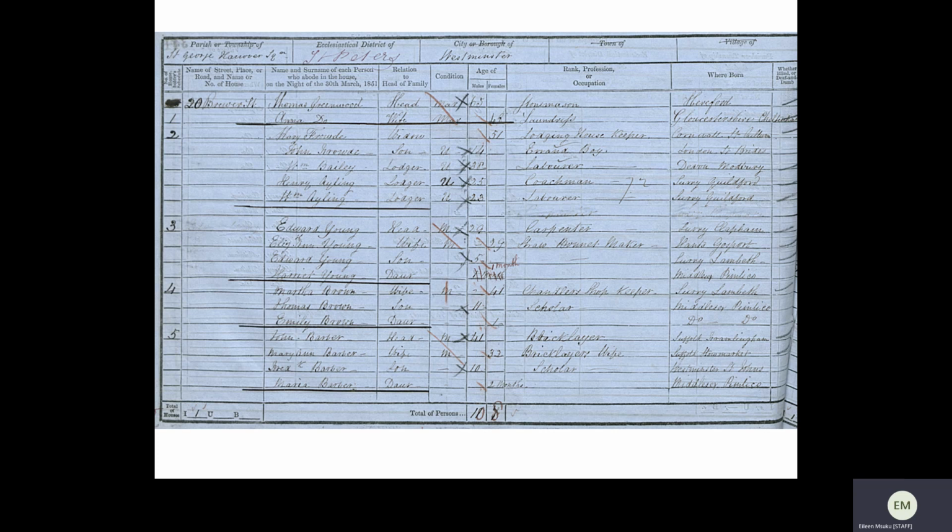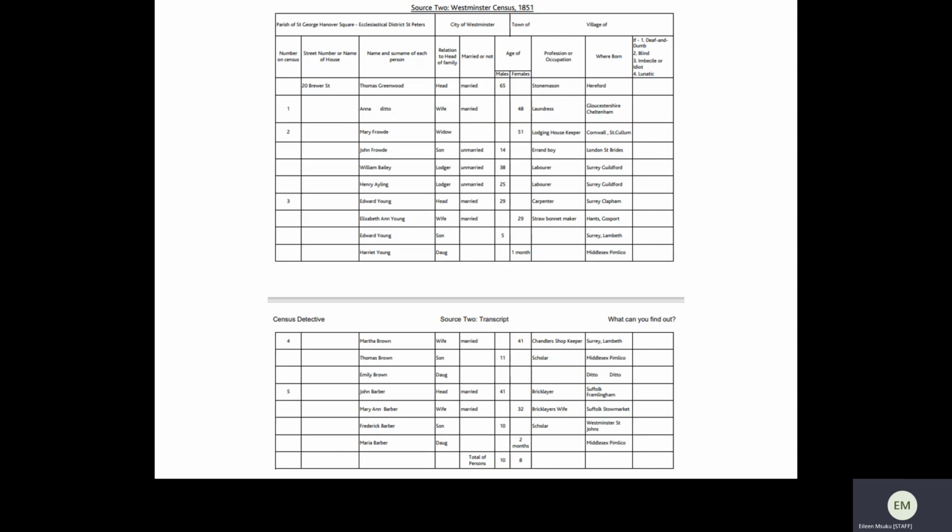And then we've got a list of all the different people that were living there in that house. You can see what the relationship is to the head of the family. Then you can see their ages, although it is pretty hard to read. Then you can see what their rank is, or their profession, or their occupation, what their job is, and where that person was born.